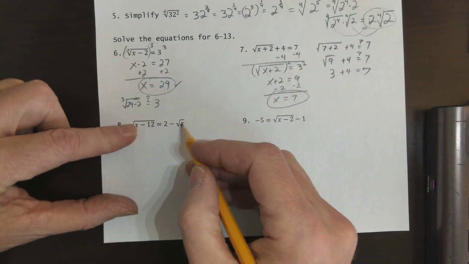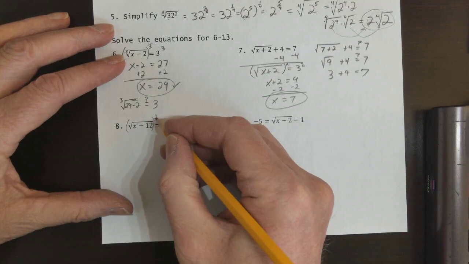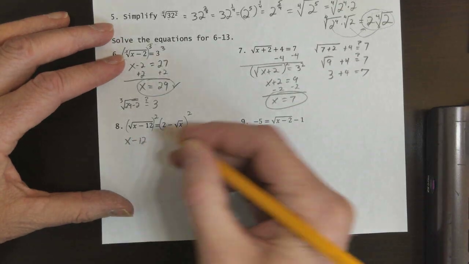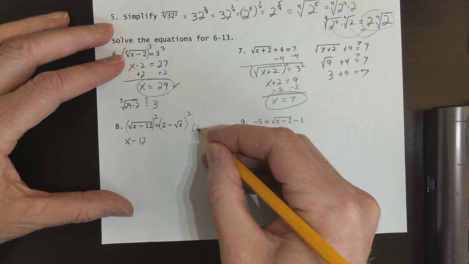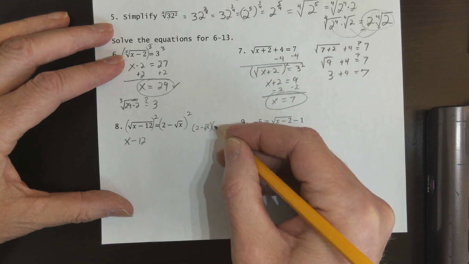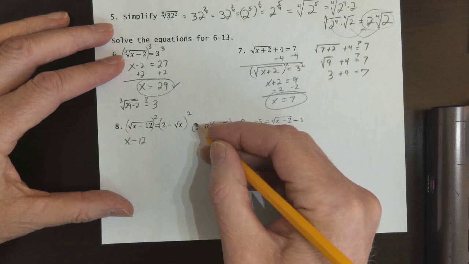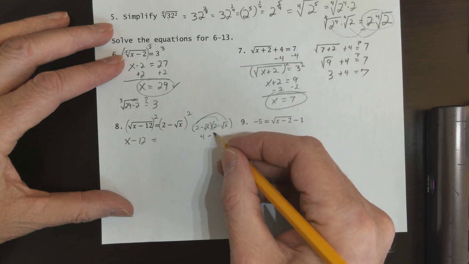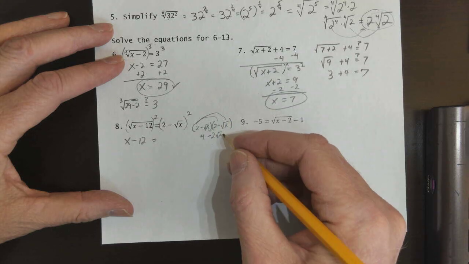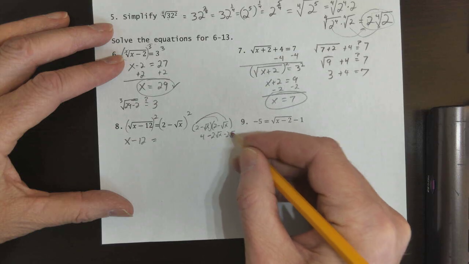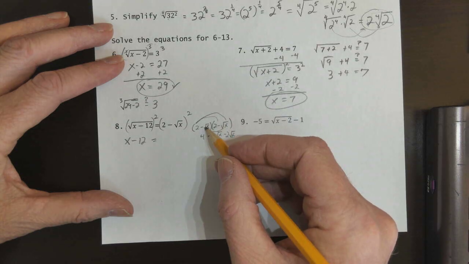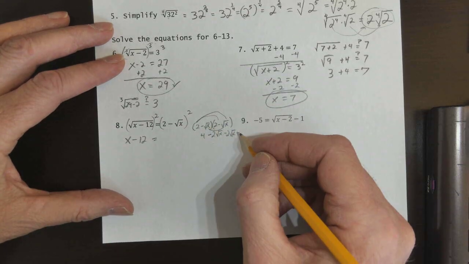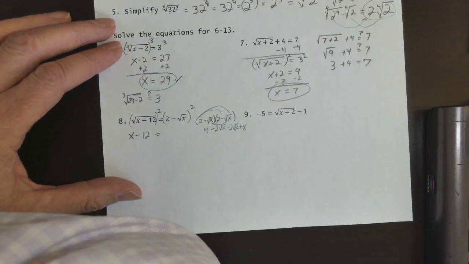Alright, if you'll notice I've got square roots on both sides, so I'm going to square both sides here. x minus 12. If you remember in these, we've got to FOIL this out. 2 times 2 is 4. Minus 2 radical x. Negative radical x times 2 is minus 2 radical x. And square root of x times square root of x is x. So we're going there.